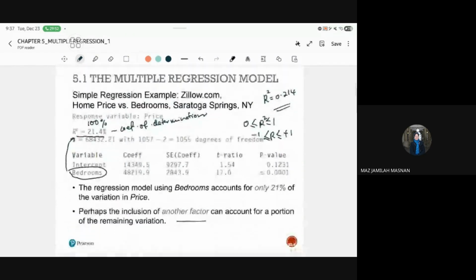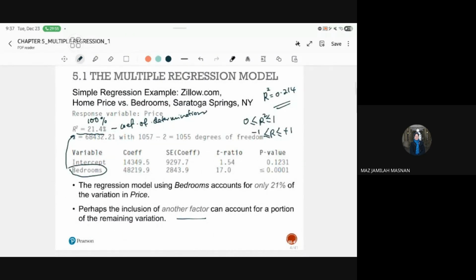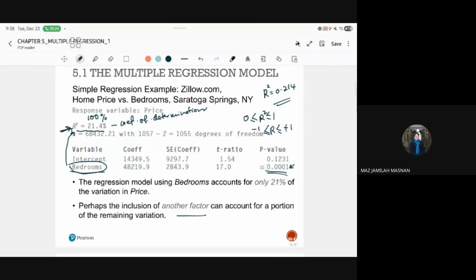Now, in the previous slide, if you can see, by having the bedroom, even though the R squared is very small, it shows that this particular variable is significant. Sometimes this rarely happens. If it is significant, most of the time this R squared value will be higher. But in this case, it happened the other way around. Even though this particular variable is significant, it means that bedrooms and home price have a linear relationship between the two.